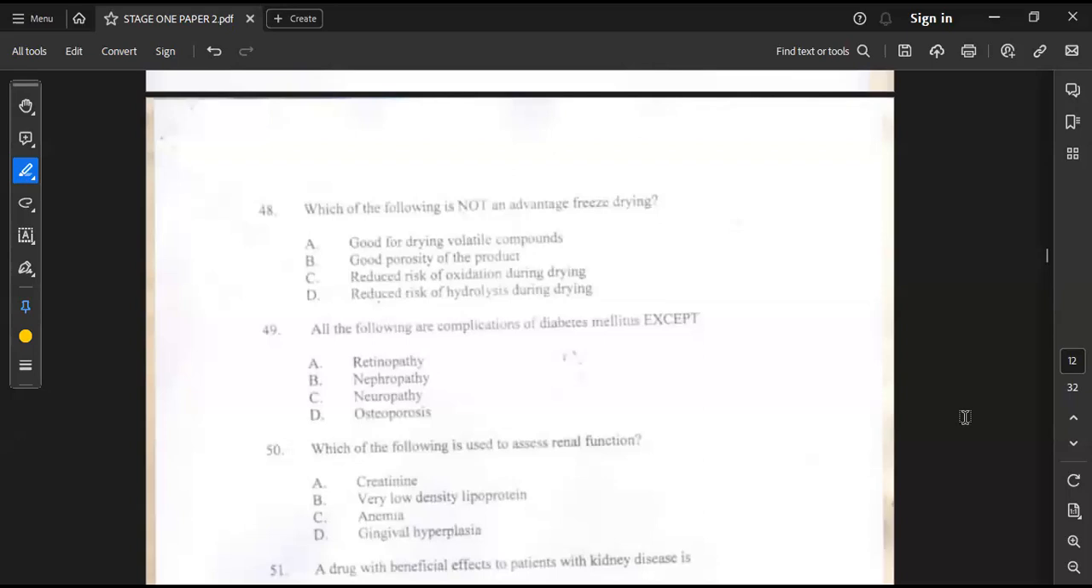I think A. What I remember is that freeze drying is mostly for those biological preparations which are heat sensitive, so I would think it's not for volatile compounds, if I've not forgotten.